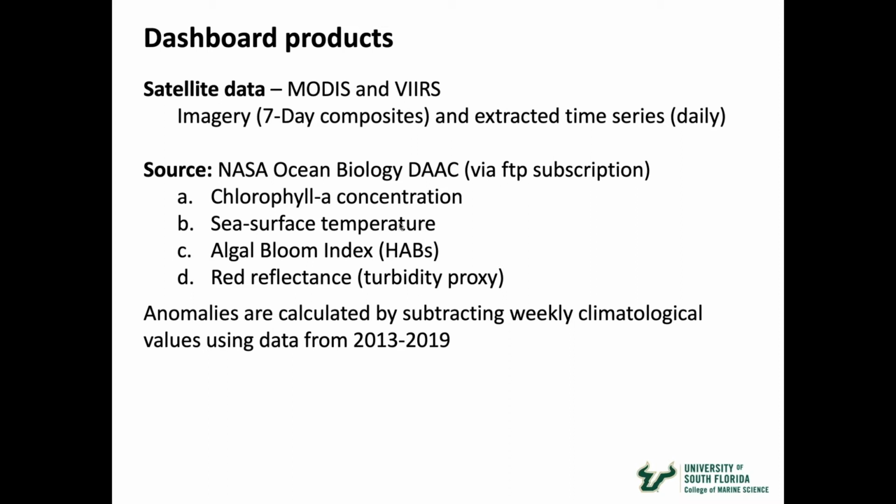And then to look at turbidity or suspended sediments, we have a red reflectance product at 667 nanometers. And it's just looking at the very surface. It's a product that will tell you when you have a high level of suspended sediments in the water. And like I mentioned earlier, we calculate anomalies from these products. We do that by subtracting the climatological values on a weekly basis. And we use data from a 7-year span from 2013 to 2019.